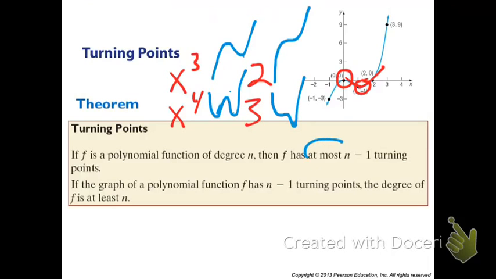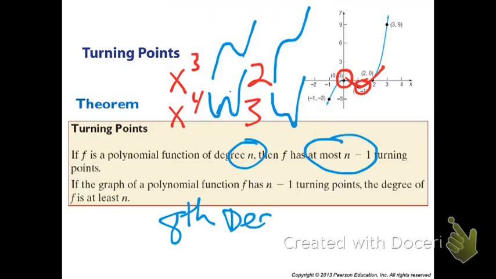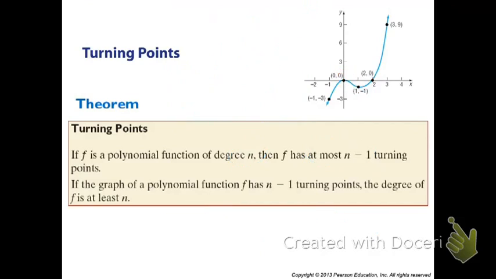So at most n minus 1 turning points if the degree of the polynomial is n. Okay, so that's a theorem that you need to know. You don't necessarily need to be able to say it word for word, but you need to understand the concept. If I say, how many turning points could an 8th degree polynomial have? 8th degree could have at most 7 turning points at the most. And so that also helps us with things like this.